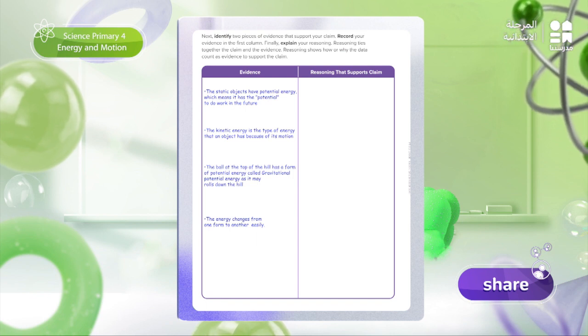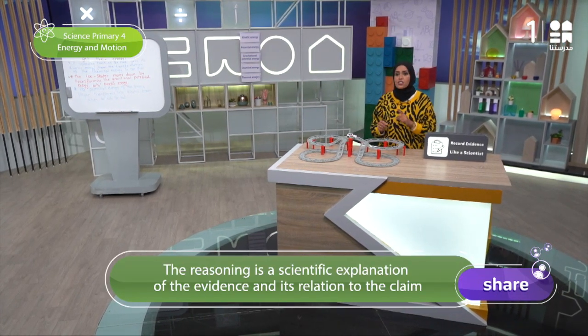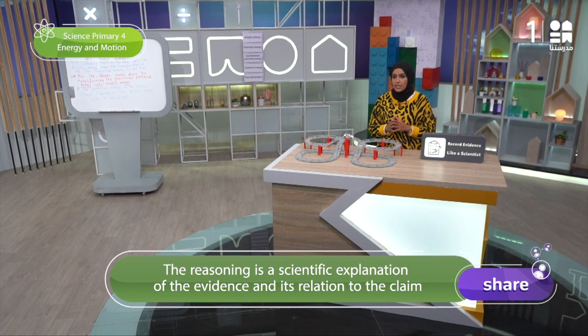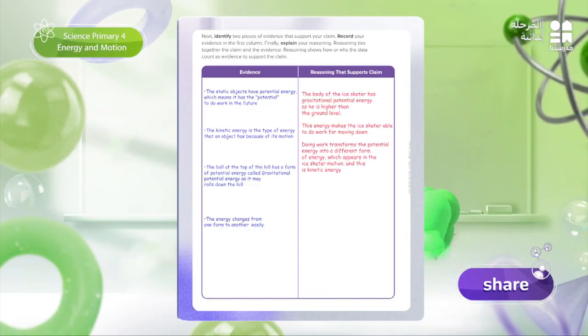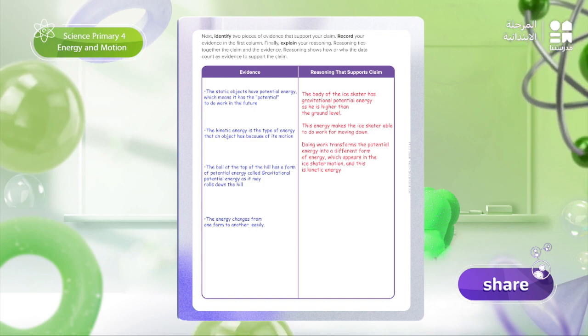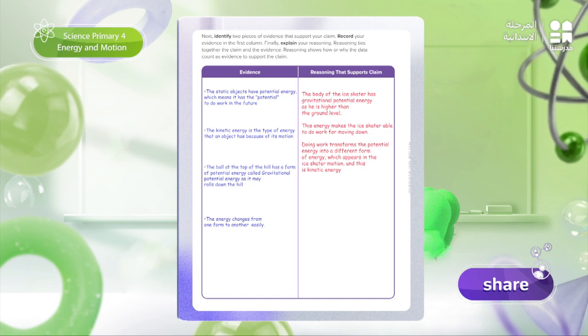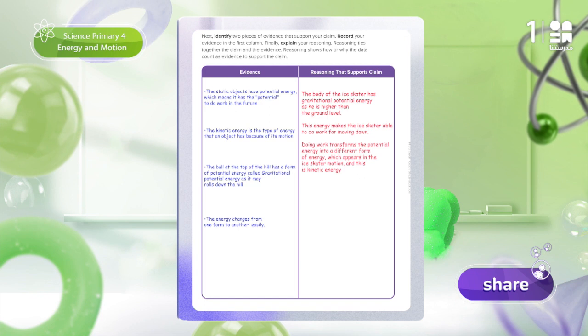Remember when you write the evidence not to explain it because the phase of explaining the evidence is the reasoning. The reasoning is a scientific explanation of the evidence and its relation to the claim. So the reasoning of the claim is the body of the ice skater has gravitational potential energy as he is higher than the ground level. This energy makes the ice skater able to do work for moving down.